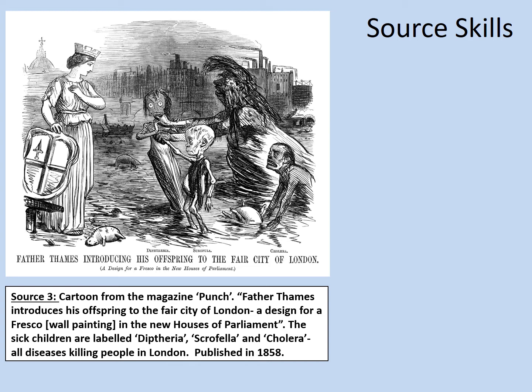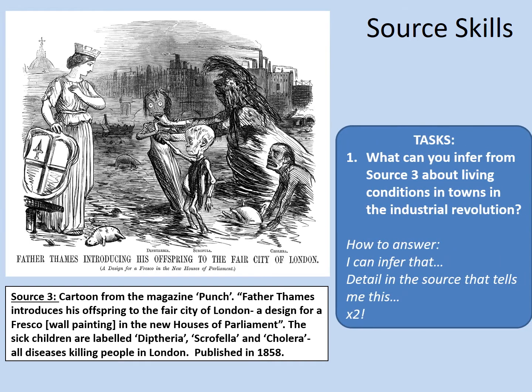It's worth bearing in mind that the Houses of Parliament that we understand today were being built at this very time. The sick children are labelled diphtheria, scrofula and cholera, all diseases that were killing people in London at the time. Clearly it's making some sort of link with the filthy river and these diseases.